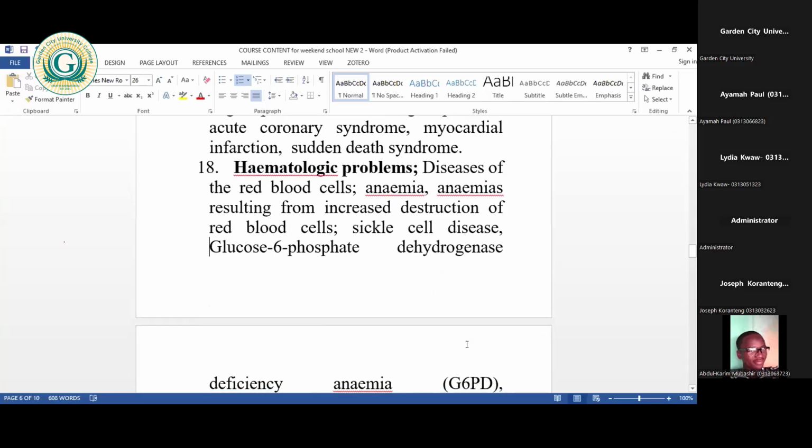Then we come to the hematologic problems. That is the blood-borne diseases. These are the red blood cells. So here we look at anemias.